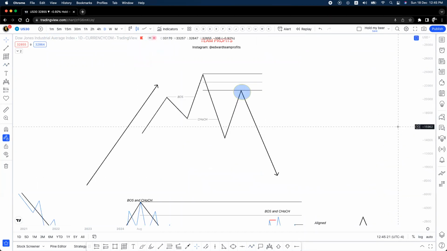Invert. Oh, okay. That's all right. That's the sell scenario. So you get a break of structure, change of character, the price touches the order block. Now you go into smaller time frames, you look for that, and you enter.